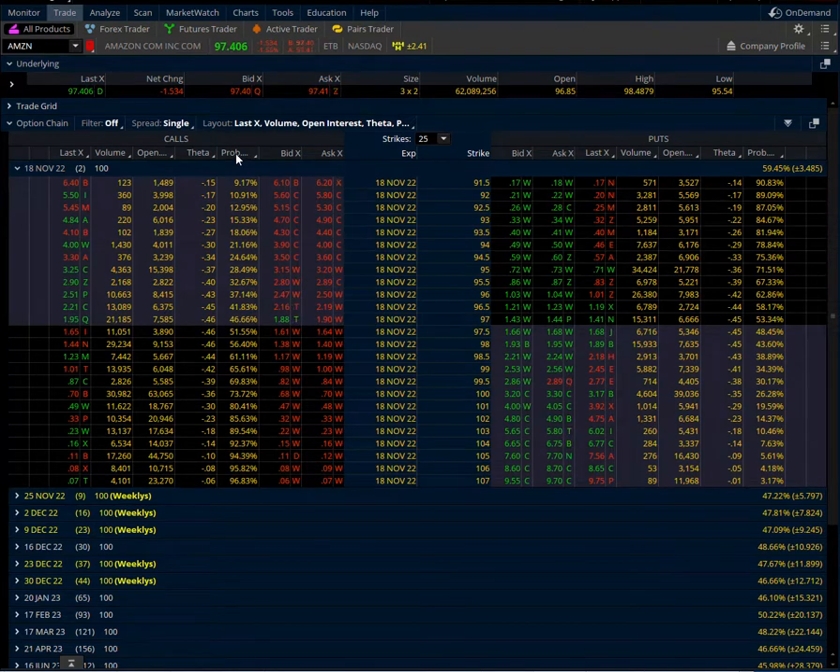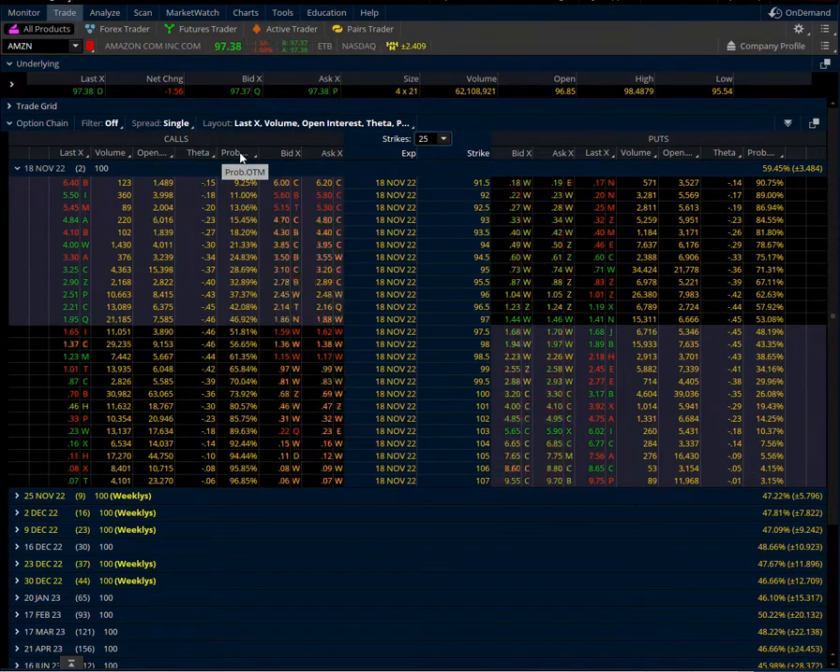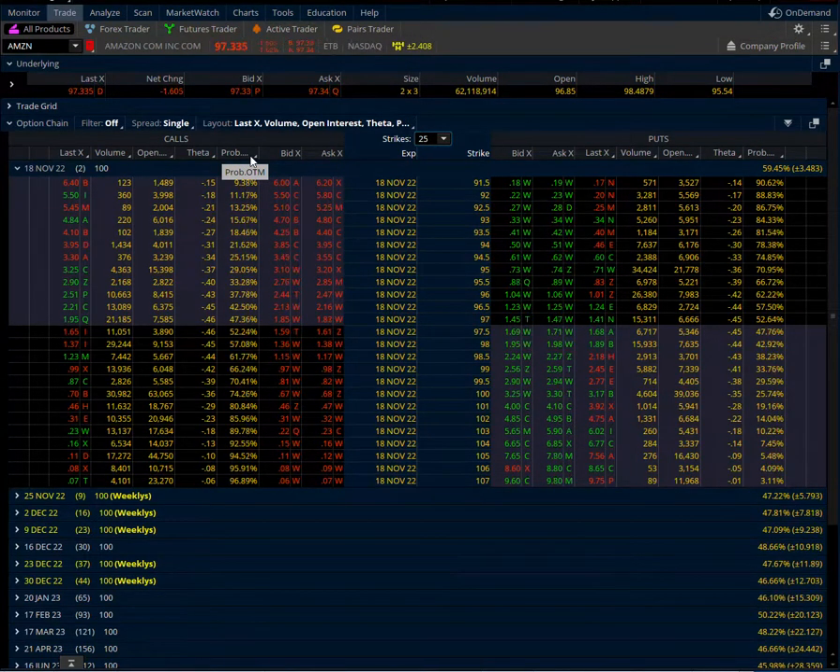Now, this column here says prob OTM. Well, what does that mean? Well, this is the probability that this option will expire worthless, or out of the money.